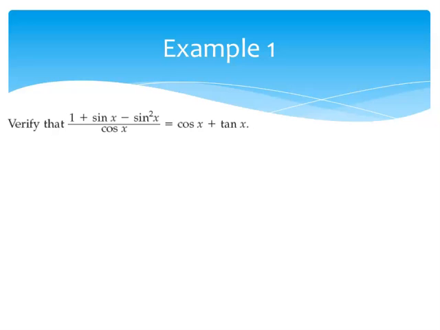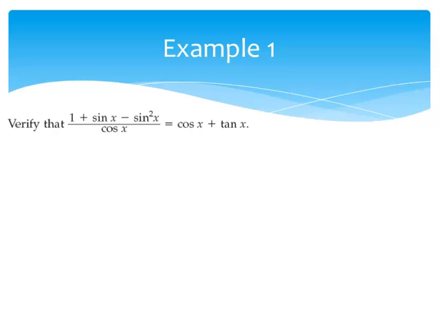Here's the first example. It says verify that (1 plus sine of x minus sine squared of x) all over cosine of x is equal to cosine of x plus tangent of x. So again, you pick one side to start with. You are not doing the same thing to both sides. Pick a side to start with, simplify it until it looks like the other side.